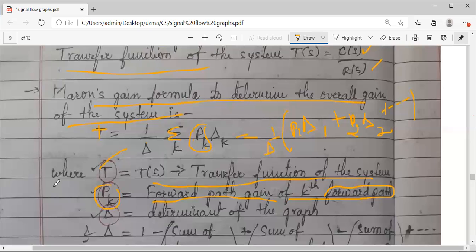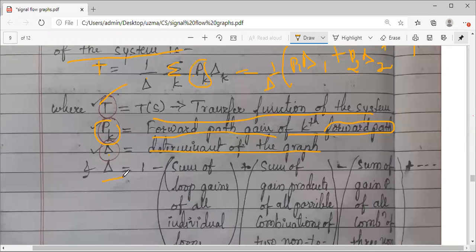Suppose in a given signal flow graph you have two forward paths available. If you have two forward paths, then you will get P1 and P2, two values of P, so K values 1 and 2. Suppose you have three forward paths: P1, P2 and P3, like that. And what is the delta? Delta is the determinant of the graph.